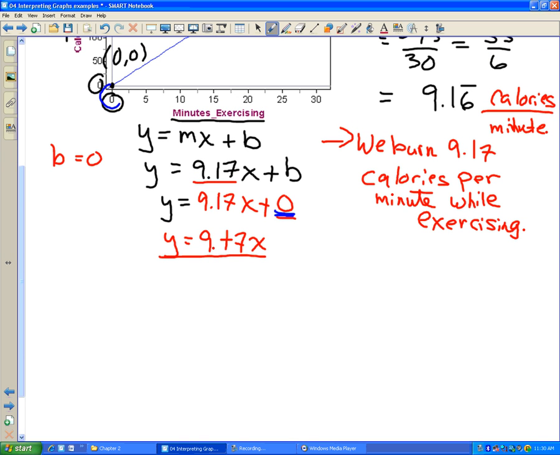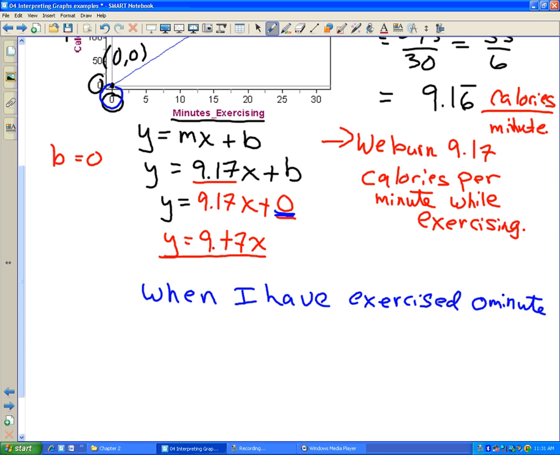Well, x is minutes. So when I have exercised 0 minutes, that's my 0 for my y-intercept, I have burned 0 calories. That's the y-intercept 0 right here. So that's the real world meaning of my y-intercept.